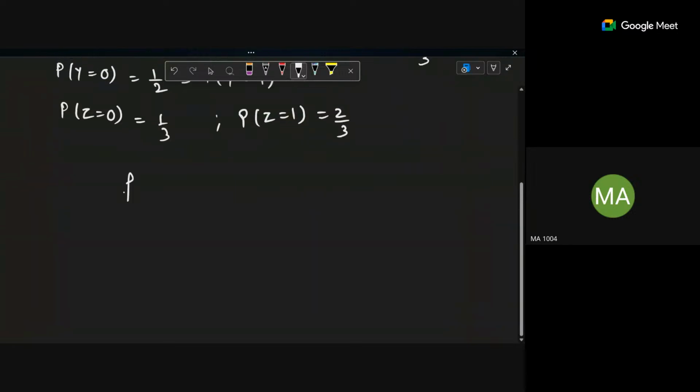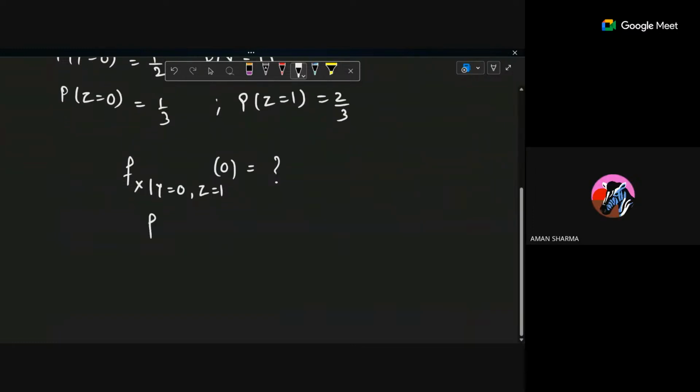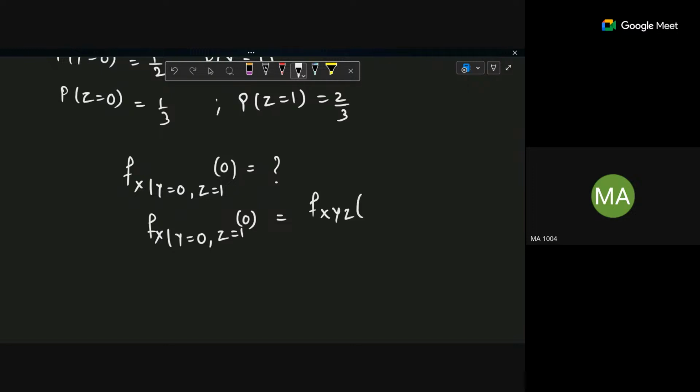So what's given there? What do we need to calculate? fX given that Y is equal to 0 and Z is equal to 1, at the point 0, right? That is the question. Then you know the formula for this conditional probability, yeah? According to the formula, it's joint upon marginal. Joint PMF fXYZ at the point 0, 0, 1, divided by the marginal PMF of YZ at the point 0, 1, right?